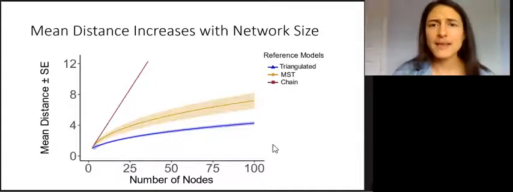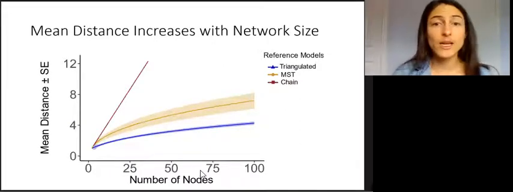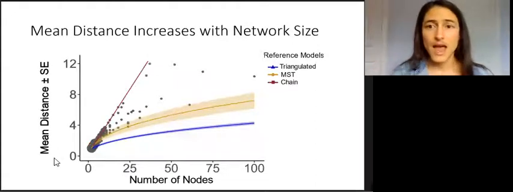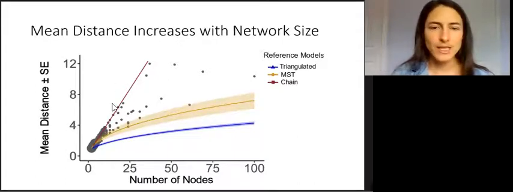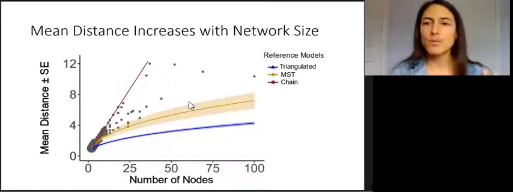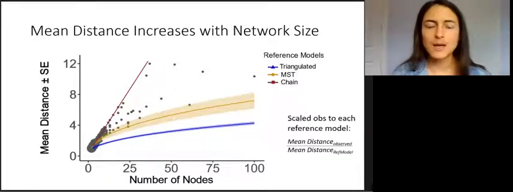So we generated expected values of mean distance for each reference model for the networks between 2 and 100 nodes. And then we plotted mean distance values for our observed nests, and we see that they sit somewhere in between the chain and the minimum spanning tree networks. And in order to get back to our original goal of understanding how these structural features change with colony size, we needed to scale our observed nests by each reference model. And we did this by dividing the observed mean distance of our nest by the mean distance of the reference model of the same size.